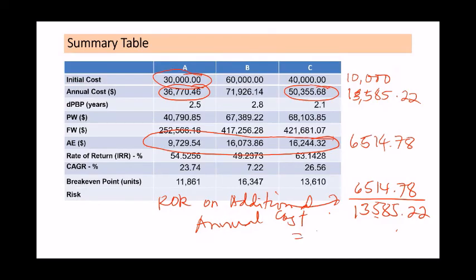So the ROR on additional annual cost is 47.95%, which is higher than MARR. So with that result, you can justify selecting C. If the cost is the issue here, the rate of return on additional cost is higher than the MARR. That means to say, even if the annual cost of C is higher than the annual cost of A, it will justify the annual profit of the alternative C. You got it?